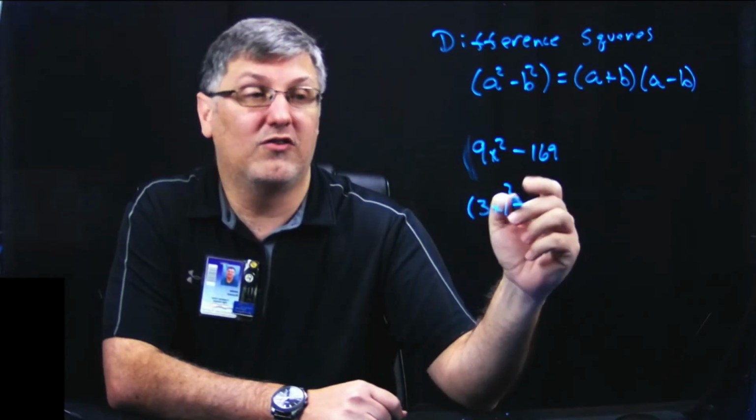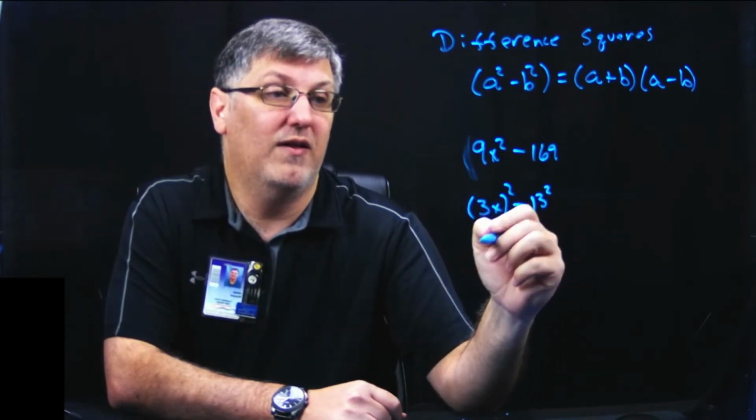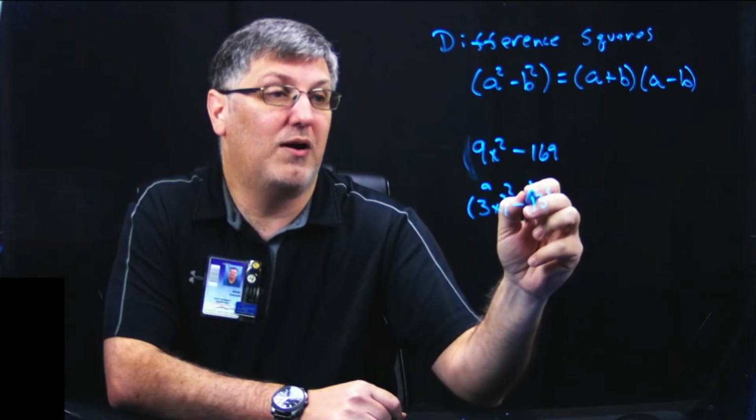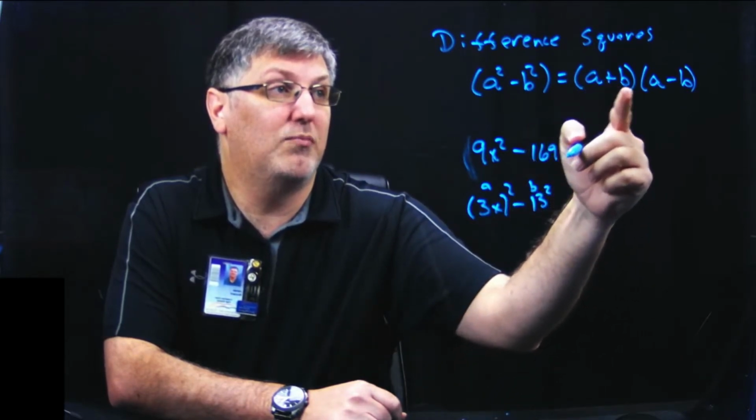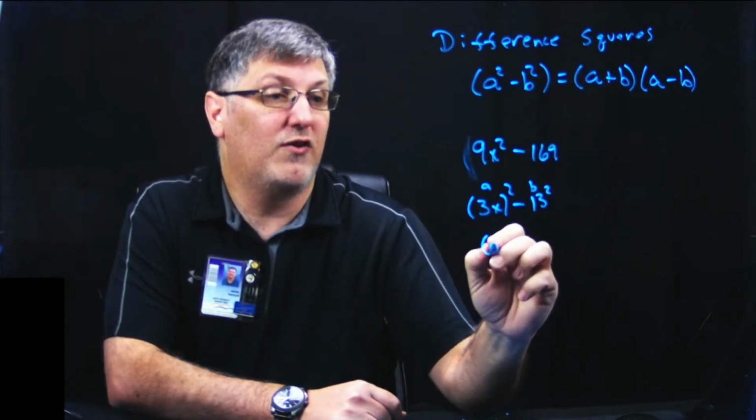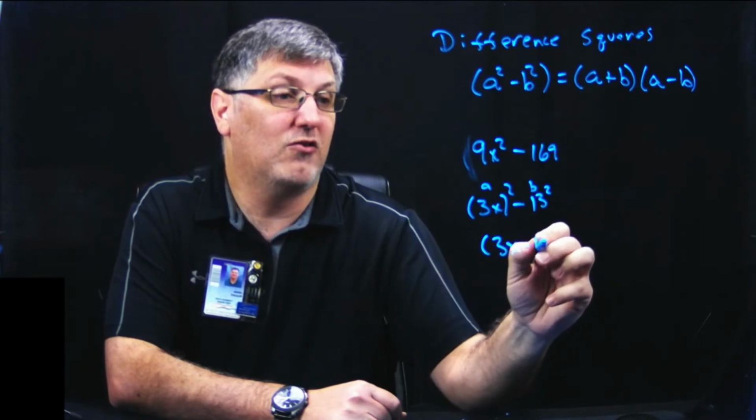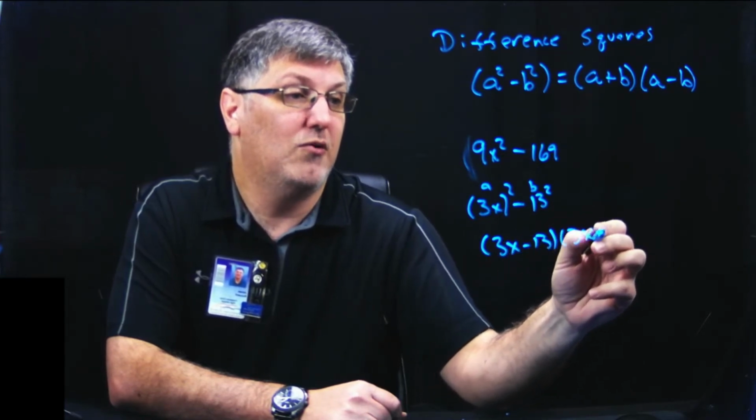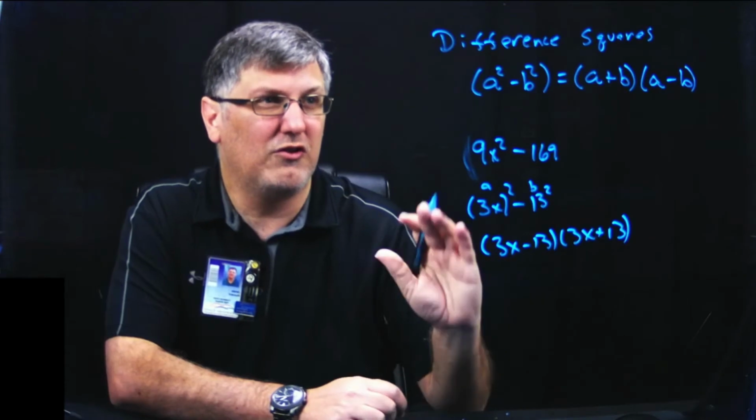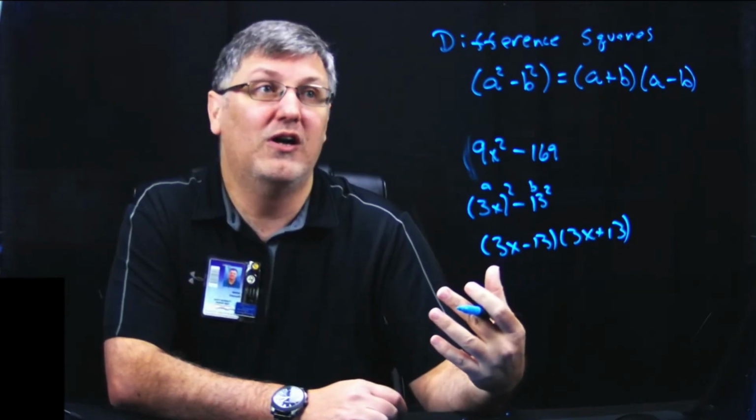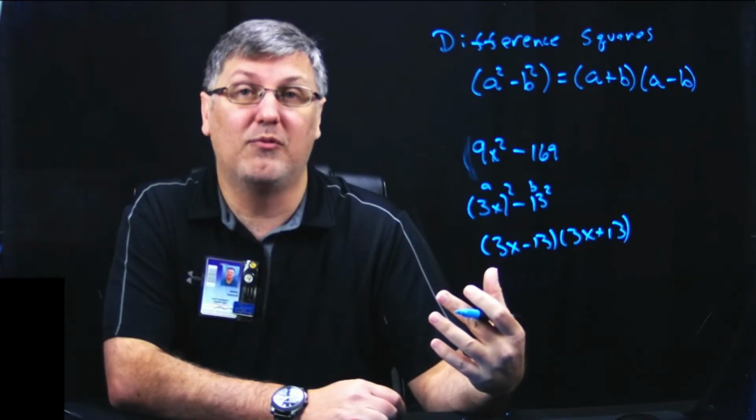The square root of 169 is 13, so 13 squared. So here's my a, here's my b, so this simply factors to (a plus b)(a minus b). So this factors to (3x minus 13)(3x plus 13). So that's one of those things you have to be on the lookout for. It's just a shortcut to being able to factor.